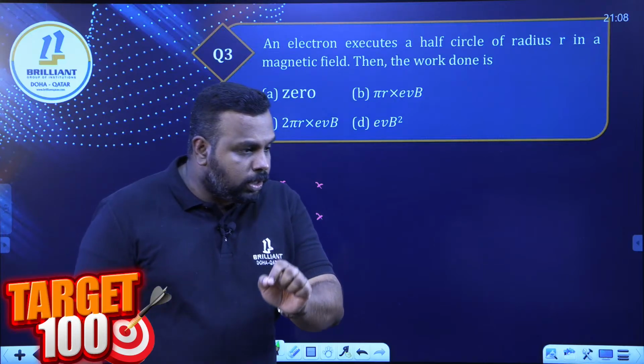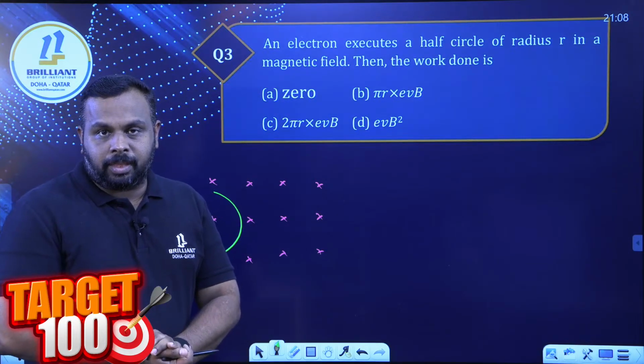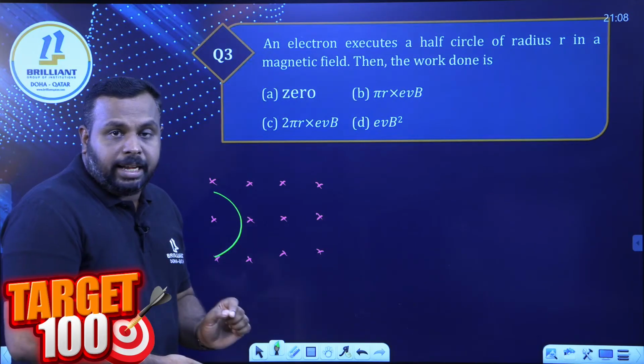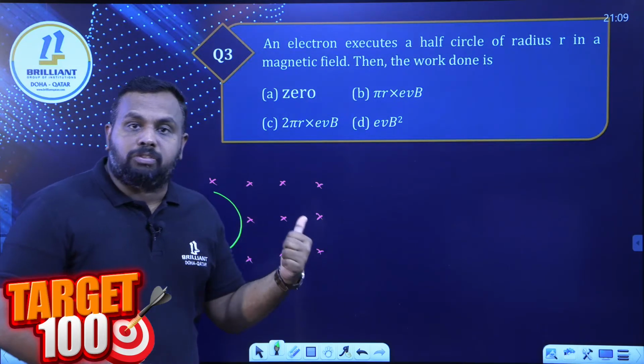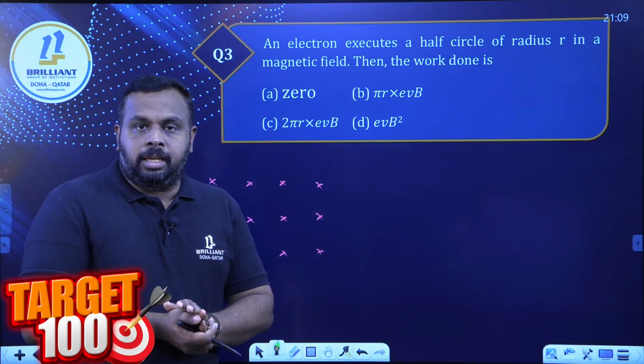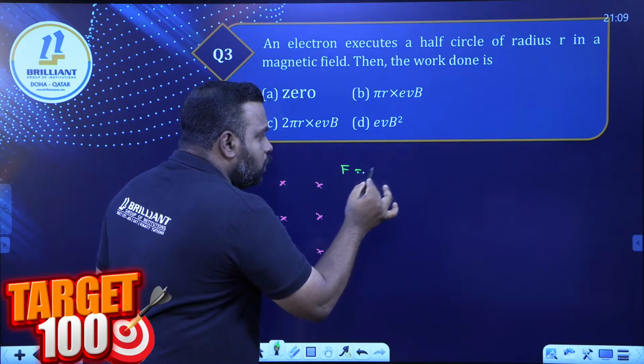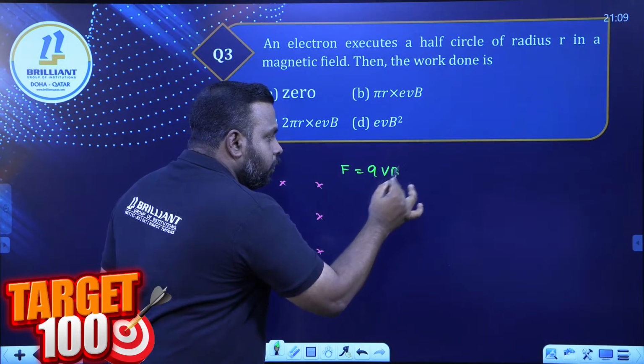So if an electron is moving like this, what is the work done? That's the question. My dear students, you know that this is which case of Lorentz force? We have discussed many cases. Theta is equal to 0. The Lorentz force formula I am again writing. F is equal to what? QVB sine theta.